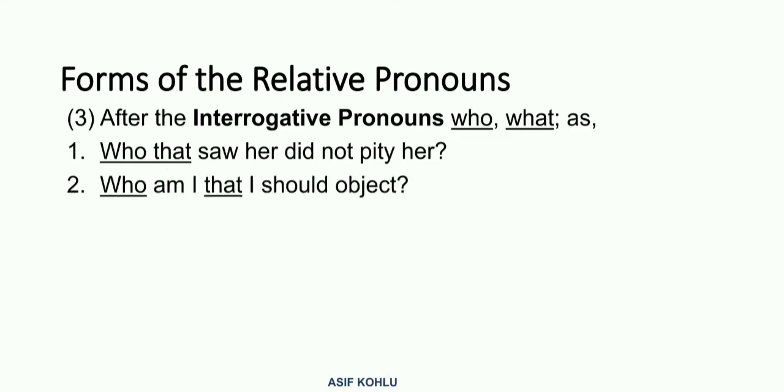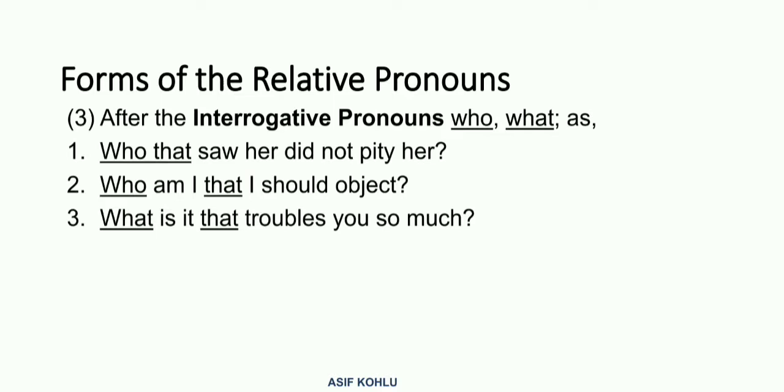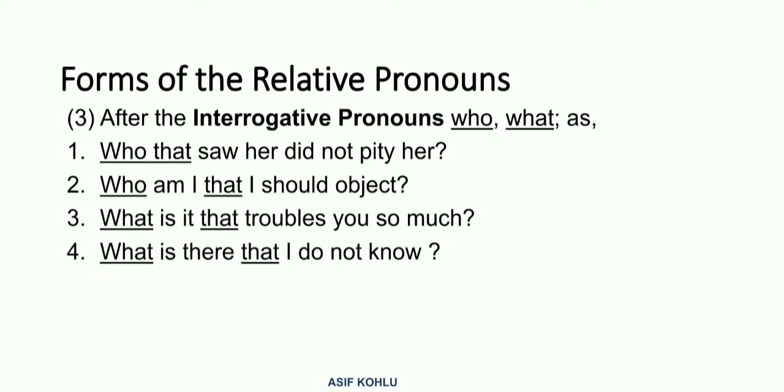The next example is, who am I that I should object? Here again, after who comes the relative pronoun that. The third example, what is it that troubles you so much? Here again we have the interrogative pronoun what, and that is used after it. What is it that troubles you so much? And the next example is, what is there that I do not know? Here again what is used as an interrogative pronoun, and after it we have used the relative pronoun that. What is there that I do not know?